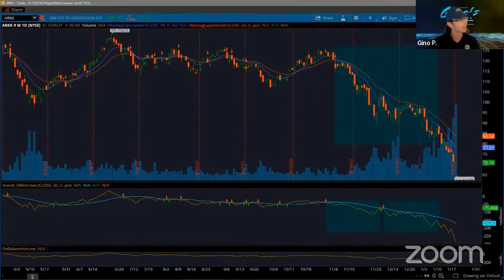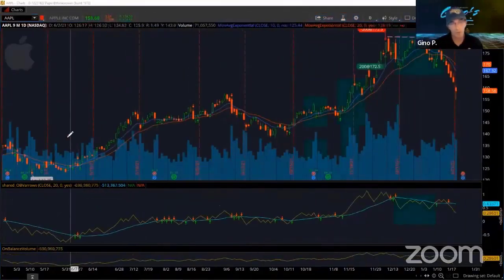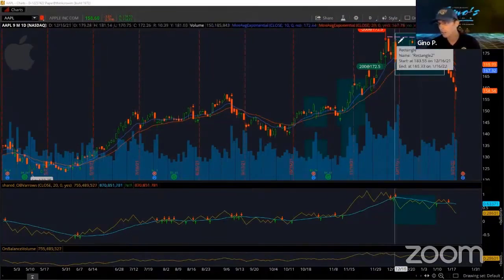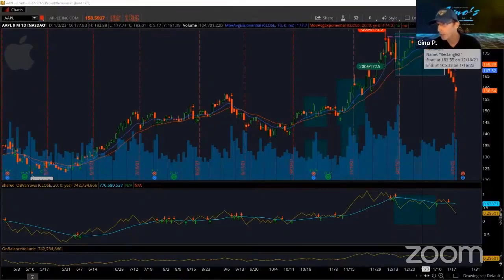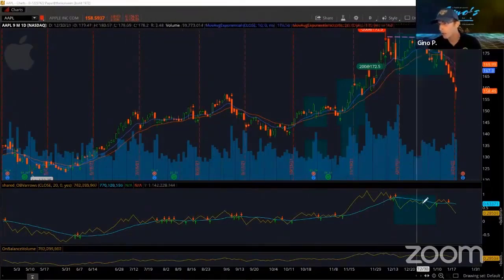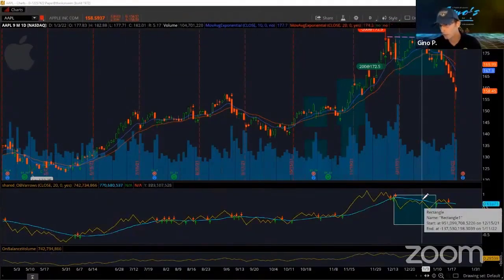I'm going to fly through some charts here. Check out Apple. January 3rd, right here, we got a bad trigger right there. See it? January 3rd, bad trigger. Why? Because the sell volume was still dominating. It wasn't above the 20. The buy volume is not there.